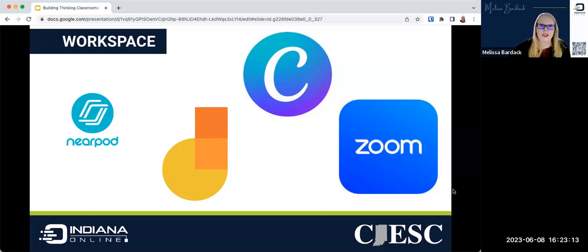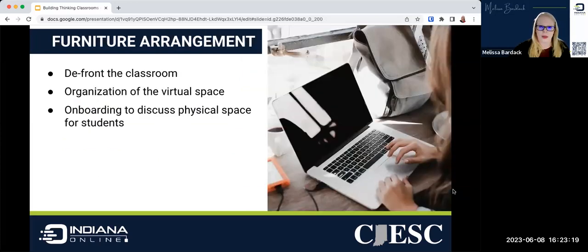It was really just a great way to pick the tool that works best for you and your students to have that shared workspace. For us, the shared workspace also kind of plays into furniture arrangement. In the brick and mortar setting in this section of the book, the furniture arrangement suggestions are to defront the classroom and have students shake up their cognitive understanding of where forward facing is.